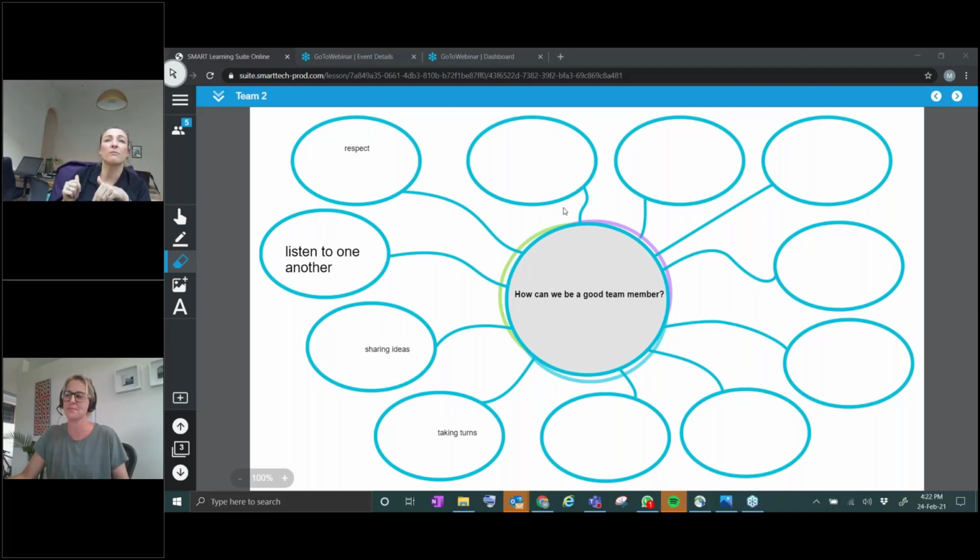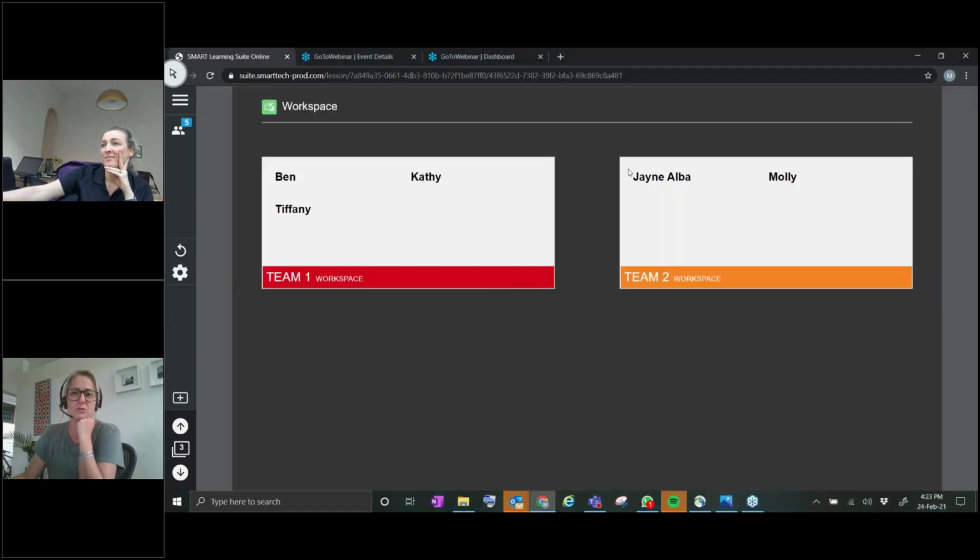So this is a really lovely way for them to work collaboratively by building ownership over their classroom and what they would like to see in their class members. Yeah, it's such an effective little tool.